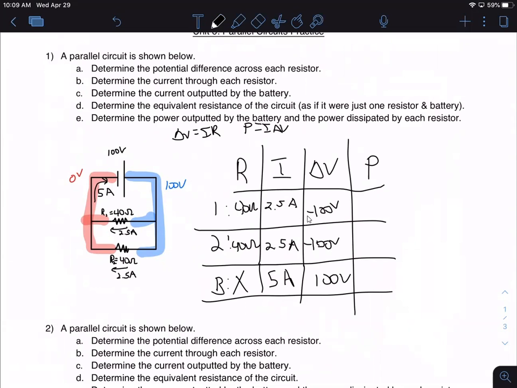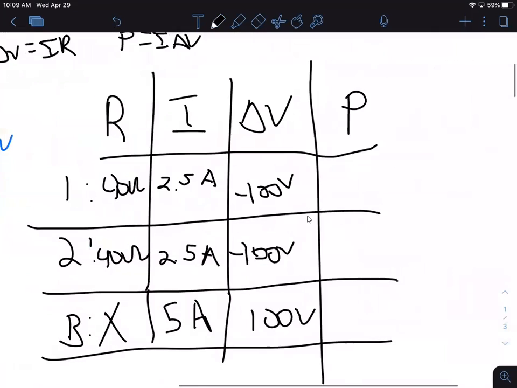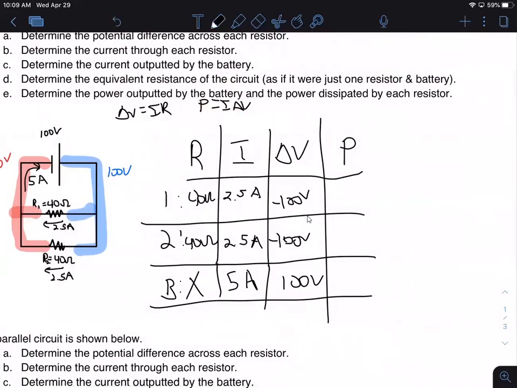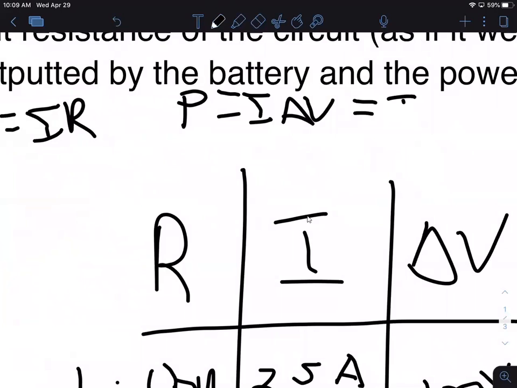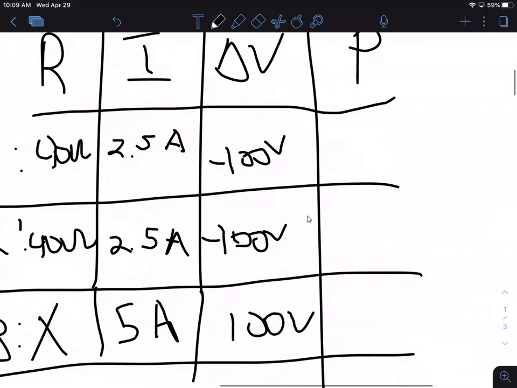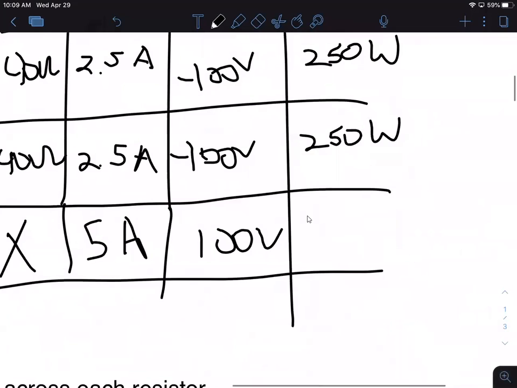Okay. Power. Well, now I'm just doing a bunch of P equals I delta V here. Because I found all of this stuff, I can just use the first equation. I don't have to use this. We might also say we could use this. We could use that one as well. 100 times 2.5 is 250 watts, joules per second. 250 watts, joules per second. 500 watts. These would be negative technically.